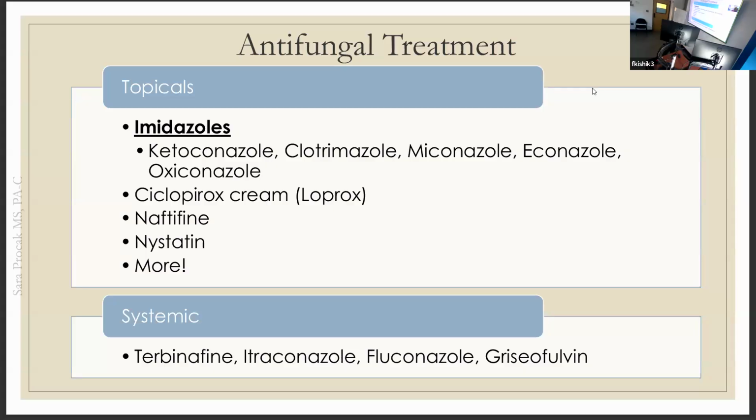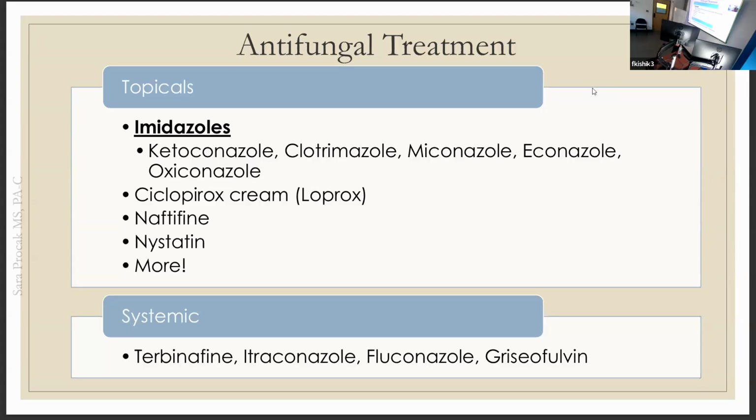So for antifungal treatment, topicals are usually going to be your mainstay. This is going to be your imidazoles, your azoles. So ketoconazole, clotrimazole, miconazole, and so on. But there are other topical antifungals that don't end in azole, like ciclopirox, which is Loprox, or nystatin. There's a ton, so you have a lot of options to pick from, which is nice.